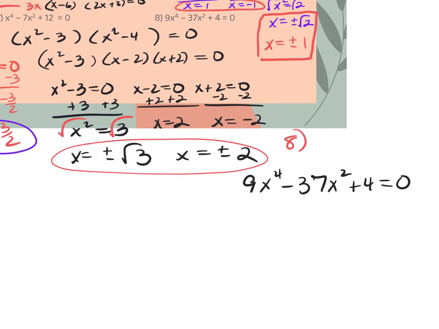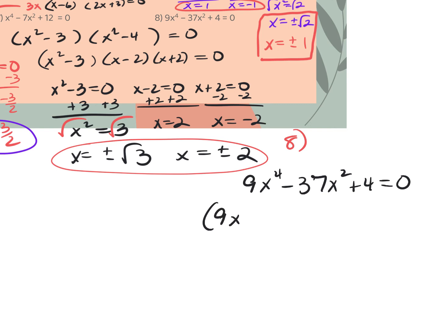So my factors in 9 are going to be 9 and 1. You can also try 3 and 3. On this one, I'm just going to guess and test. You could also have factored by grouping. You would have gotten 36 and 1, both of them negative, and then make your groups. But I'm going to guess and test here.